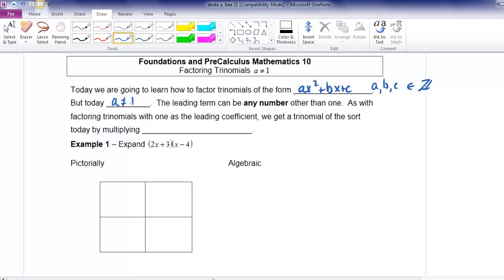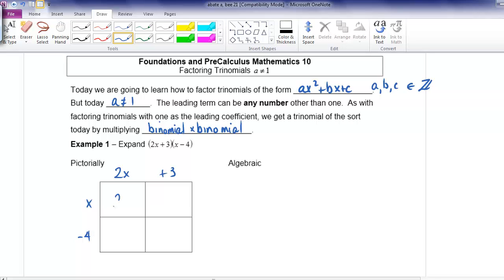So again, what I want you to remember is, as with factoring trinomials with 1 as the leading coefficient, we get a trinomial of this sort by multiplying a binomial times a binomial. So what I suggest is you go back and look at your notes on binomial expansion, and you will see some of the answers that we're going to start with today, when we unmultiply. So here's a quick little example of multiplying two binomials, and we're going to end up with a trinomial with a leading coefficient other than 1.